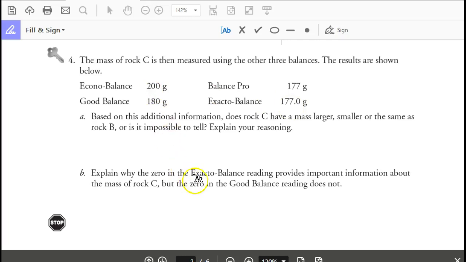So the 0 in the good balance reading is neither certain nor uncertain, because the estimated number is an 8, and it serves as a placeholder. But the 0 in the exacto balance is the uncertain digit, so it gives important information. So this one is more specific compared to the good balance. This one gives more important information than this one.